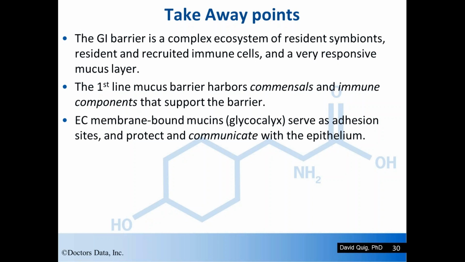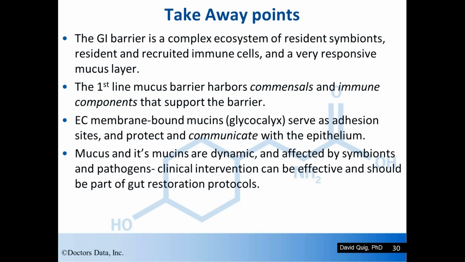So my takeaway points are that the gastrointestinal barrier is a very complex ecosystem of resident symbionts, resident and recruited immune cells, and a very responsive mucus layer. The first-line mucus barrier harbors commensals and immune components that support the barrier, and the barrier in turn supports the commensals. Endothelial cell membrane-bound mucins, the glycocalyx, serve as adhesion sites for bacteria and protect and communicate with the epithelium.